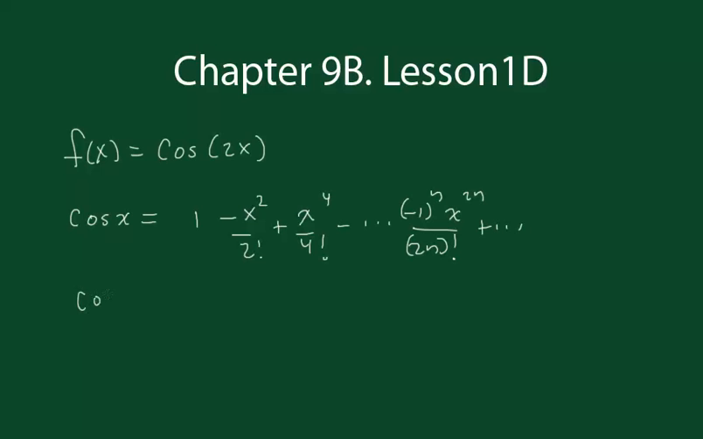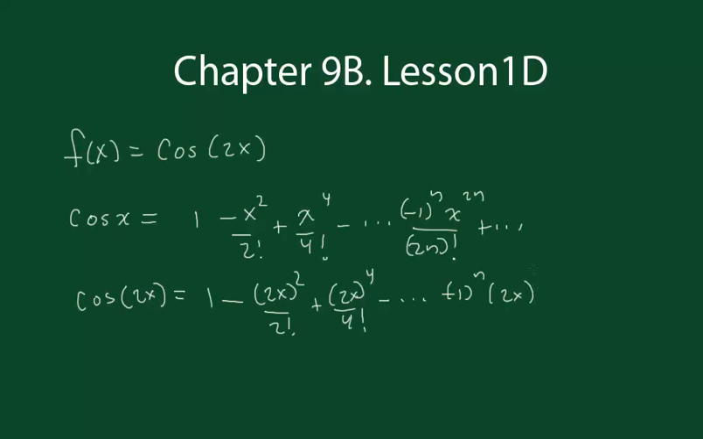So now if I want to find a power series for the cosine of 2x, I simply need to plug this 2x in for x. So 2x squared over 2 factorial plus 2x to the 4th over 4 factorial minus dot dot dot, negative 1 to the n, 2x to the 2n over 2n factorial.